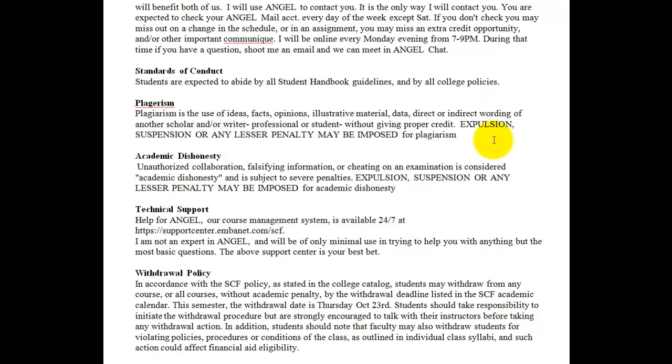There's not a whole lot of opportunity here for plagiarism except for the script analyses and the research paper, but I will check everywhere I can, and if you plagiarize, I will try to get you the worst possible punishment available. Academic dishonesty, unauthorized collaboration, falsifying information, or cheating on examinations is considered academic dishonesty and is subject to severe penalties. Expulsion, suspension, or any lesser penalty may be imposed for academic dishonesty.